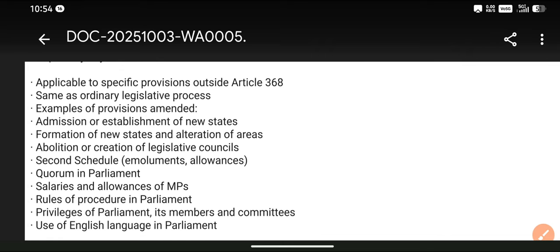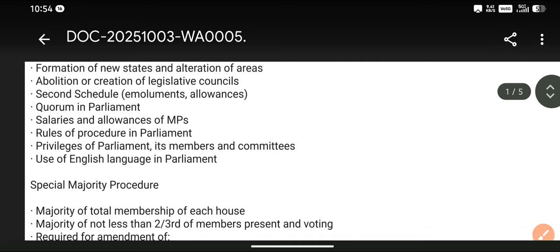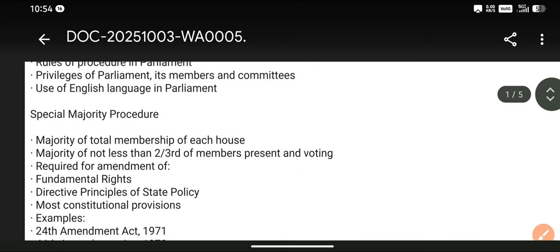Abolition or creation of legislative council. Second Schedule. Emoluments, allowances, quorum in Parliament, salaries and allowances of MPs, rules of procedure in Parliament, privileges of Parliament, its members and committees. Use of English language in Parliament.